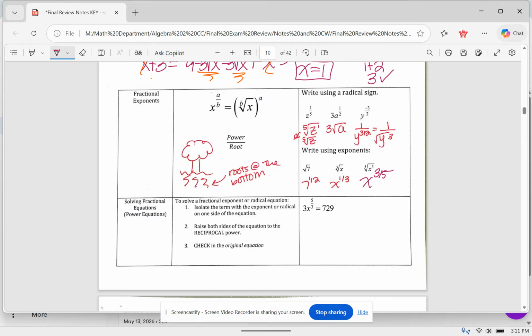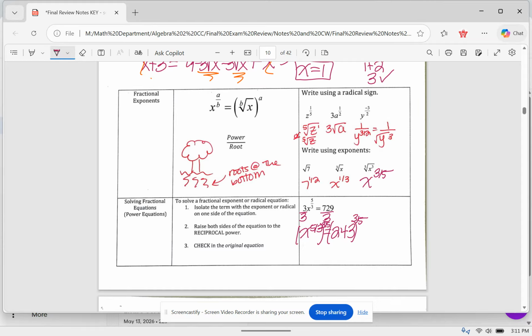Okay? So if I want to solve a fractional equation, so these are called power equations, first thing I'm going to do is isolate the term that has the exponent attached to it. So I would divide by 3 here. All right, so if I do, grabbing my calculator here, which you can't see, but I'm doing 729 divided by 3, I'm ending up with 243. Now, I want to undo this power of 5/3 by raising both sides to the reciprocal.